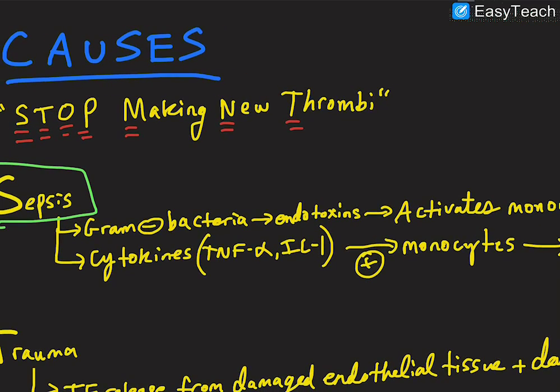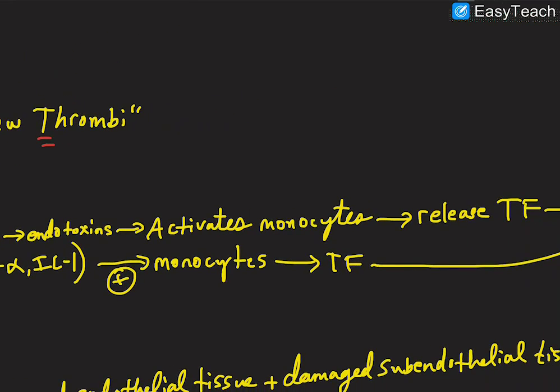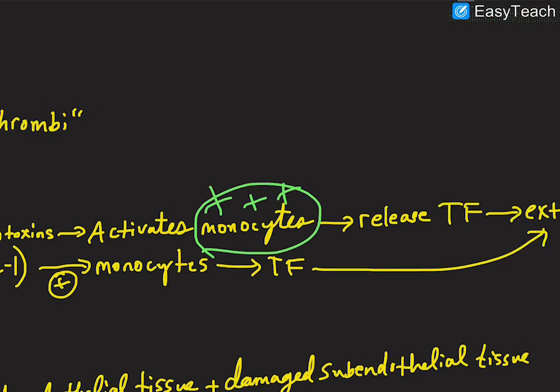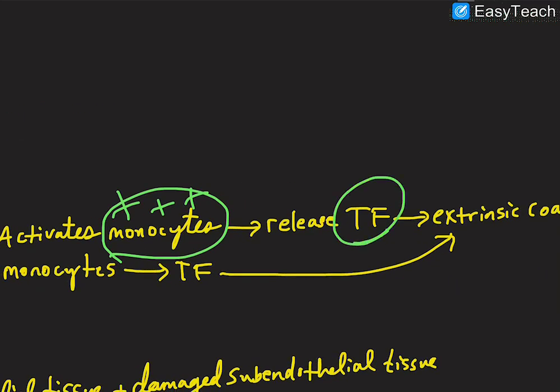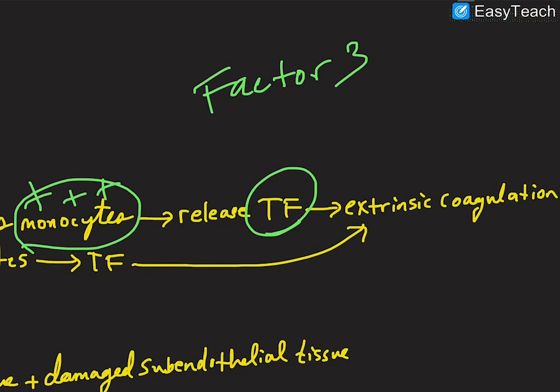When gram-negative bacteria, remember, they have certain endotoxins that they can release. When these gram-negative bacteria release these endotoxins, they activate monocytes. Remember, when monocytes go into your tissues, they become macrophages. These endotoxins can activate your monocytes, and then your monocytes can release tissue factor. Remember, what is tissue factor? Factor 3. It binds with factor 7, and both of them go on and participate in the common pathway by activating factor 10. So if you're releasing a lot of tissue factor, then you're going to activate your extrinsic pathway.